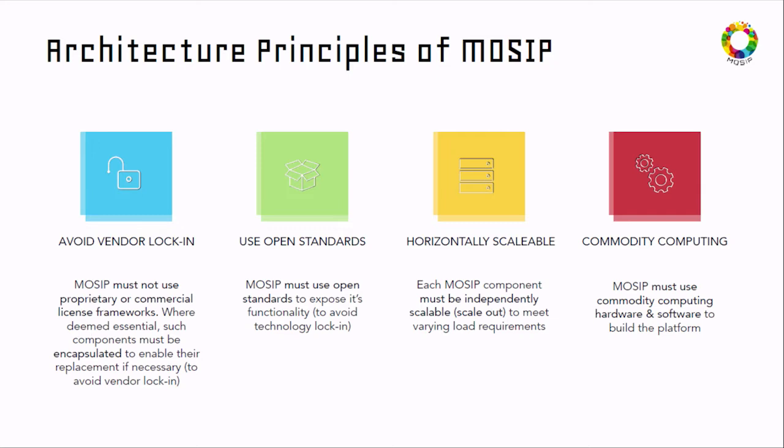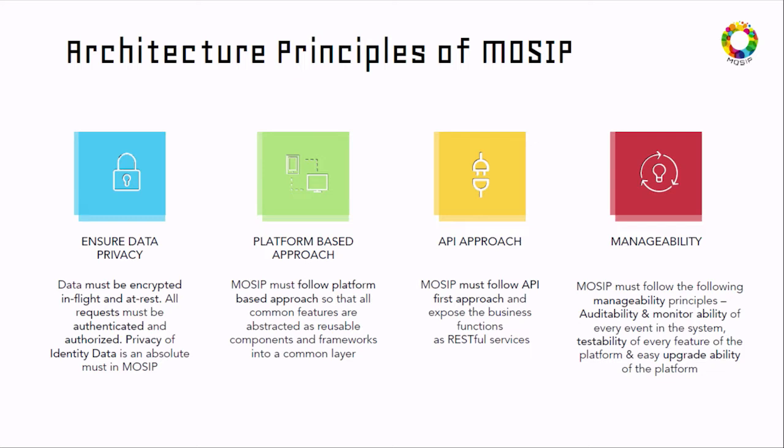We also want the countries, since they are sovereign, to manage it themselves. Horizontal scalability is important. Just like we don't want vendor lock-in in software, we don't want vendor lock-in in hardware either. So it's designed to be run on top of simply available commodity hardware. Data privacy, we'll talk about. The platform-based approach is important. It's an API-first approach. We leave a lot of room for other ecosystem players to come in.